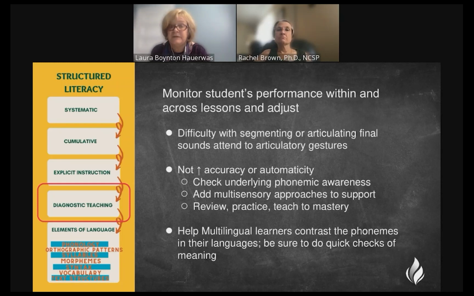to mastery? We may also think about how we need to differentiate and work with our multilingual learners, helping them contrast the phonemes in the languages in their linguistic repertoires. And of course, make sure that we're doing a quick check for meaning. Sometimes our instruction is more complicated than what we're trying to have them read. And that can be why they're struggling on these assessments.